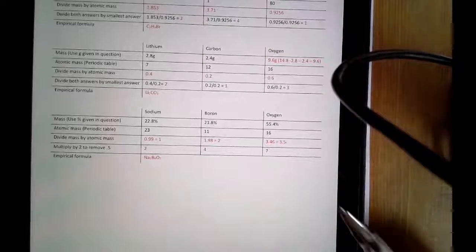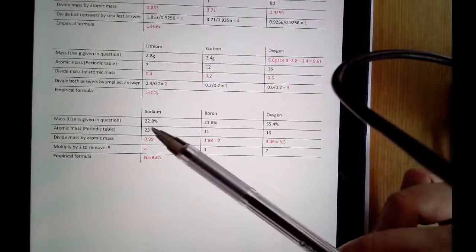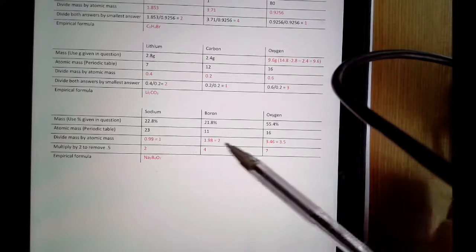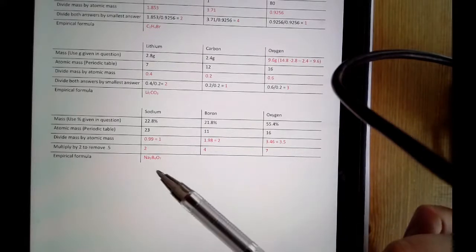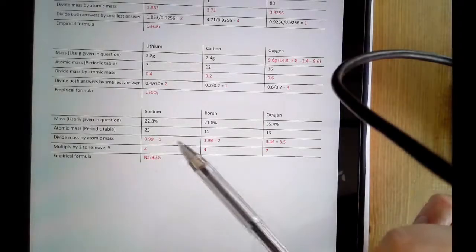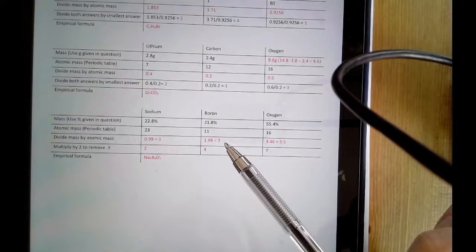The last one, sodium, boron, and oxygen. So again, you've got percentages. It doesn't change how you do it. You divide the percentage by the number from the periodic table, and you get the following numbers. So it didn't go in exactly evenly, but you got 0.99, which you can round up to 1, and 1.98 you can round to 2.